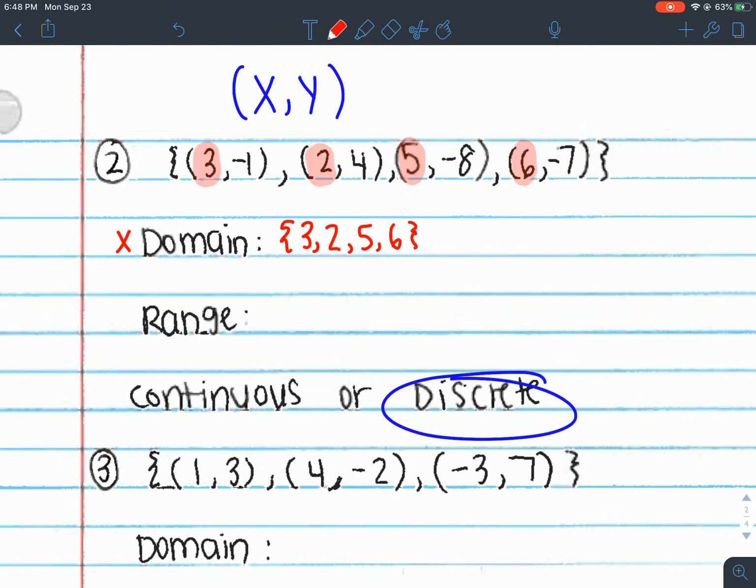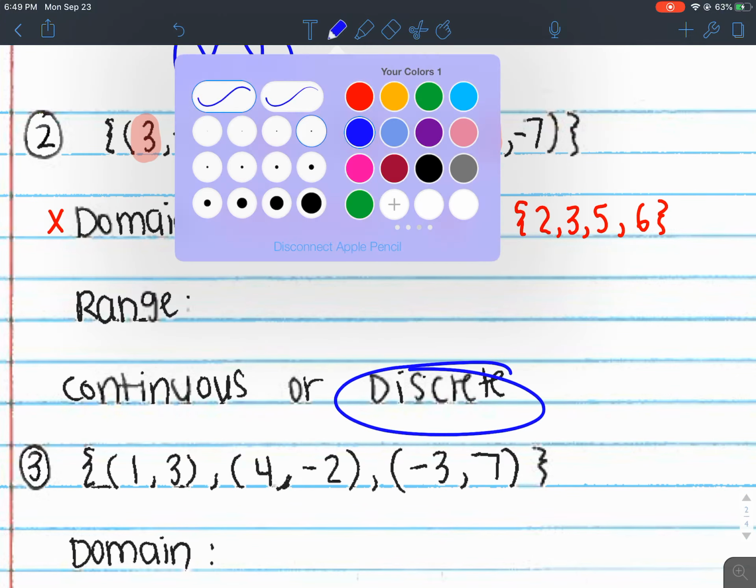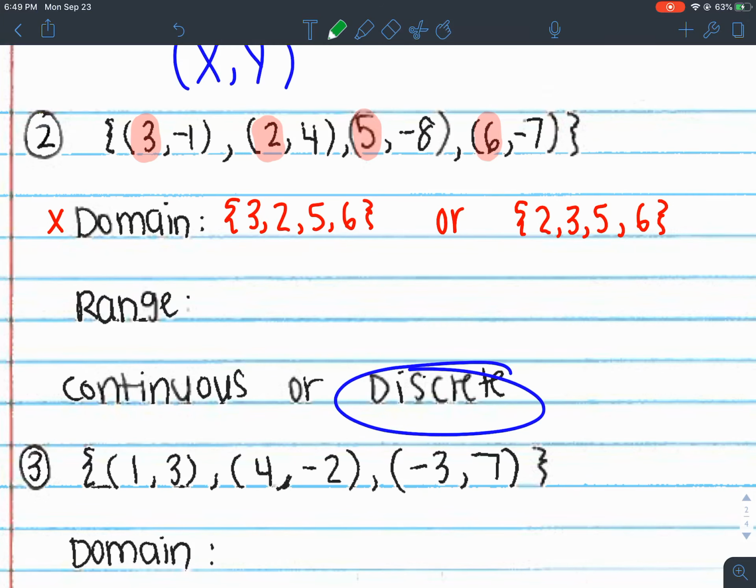Now on a STAAR test or on a normal test, if they give you the choice to list this domain out, they're going to put it from least to greatest. So let's go ahead and practice writing these numbers from least to greatest. So I have 2, 3, 5, and 6. Now is the first way wrong? Not really. But you will be seeing it as least to greatest a lot when you're not writing it and when either a test is writing it or I'm writing it.